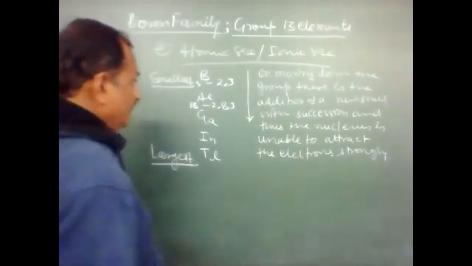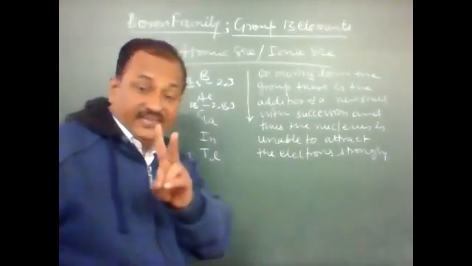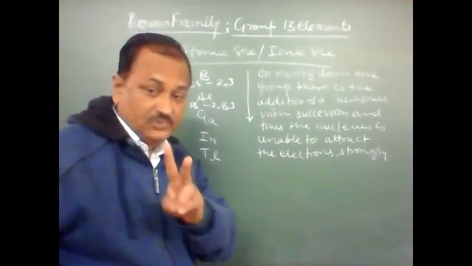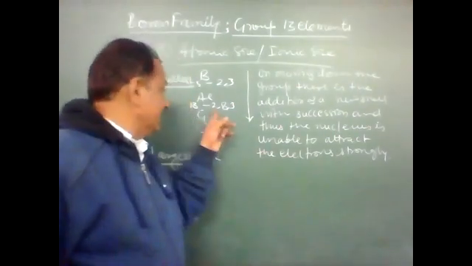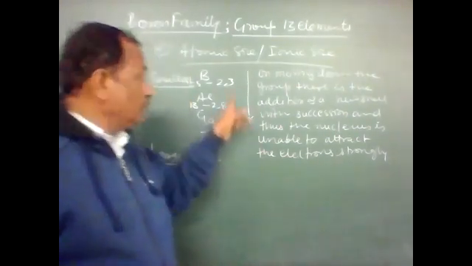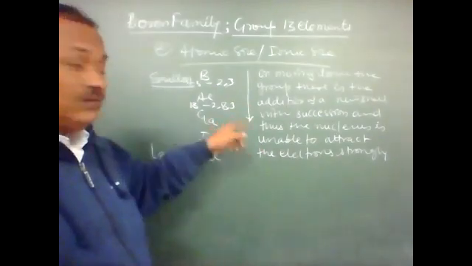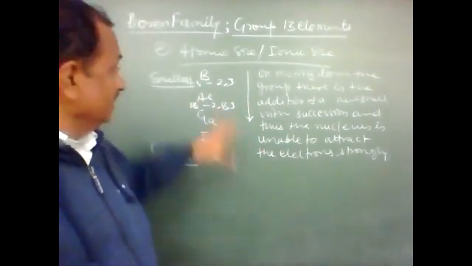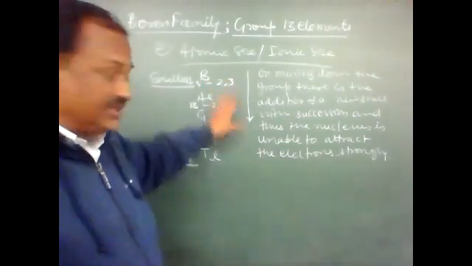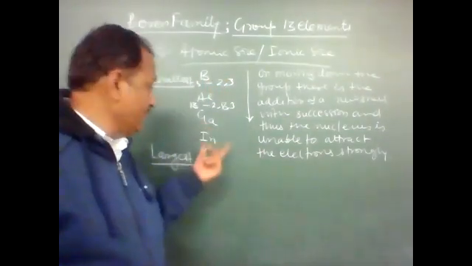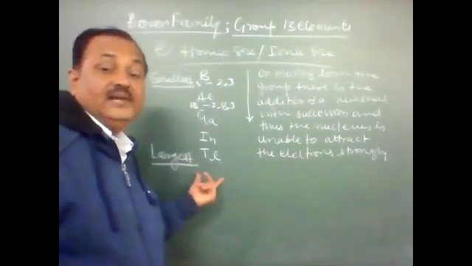So here boron, there are 2 shells, K and L, and here 3. So 1 electron is added, and 1 shell is added completely. It has 2 shells, it has 3. So it will have 4 shells, it will have 5 shells, it will have 6 shells.